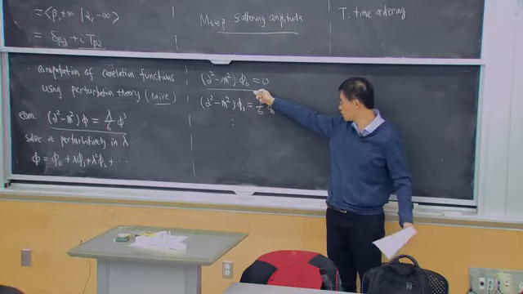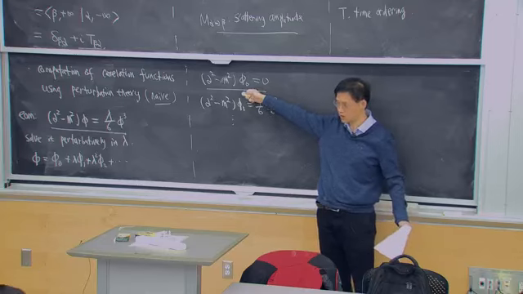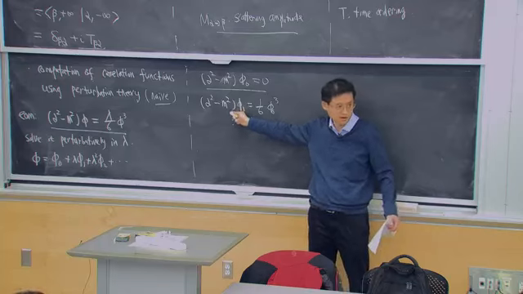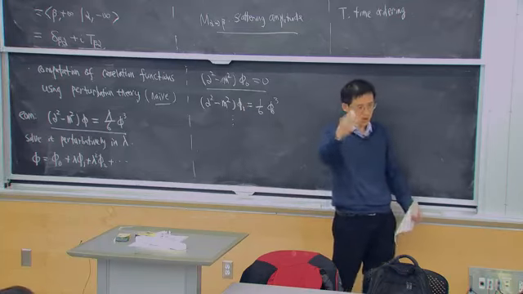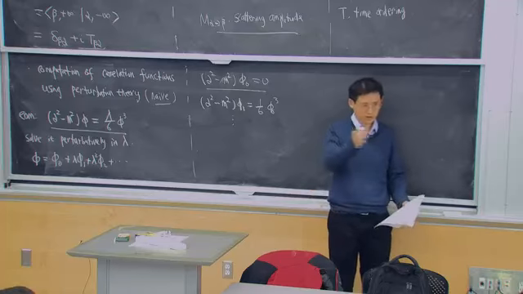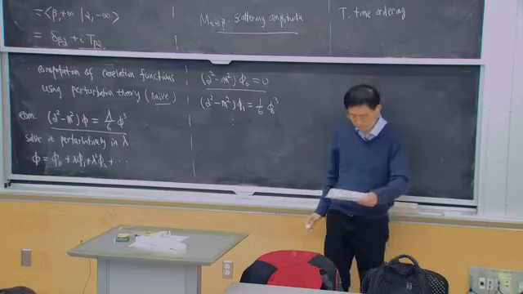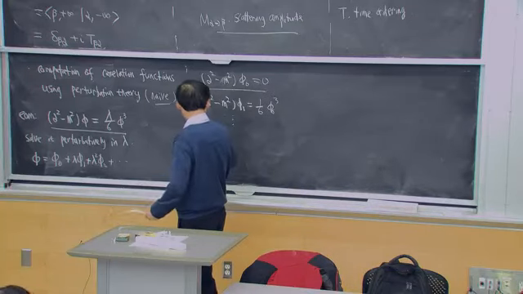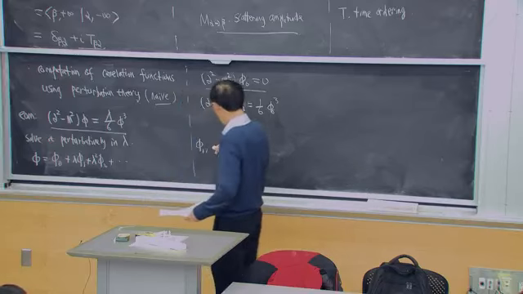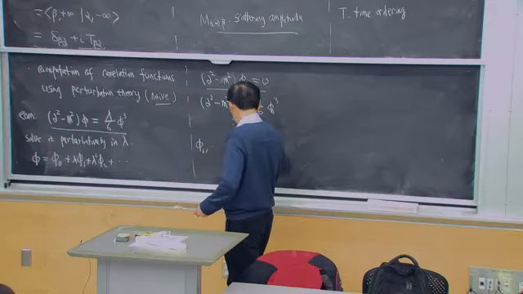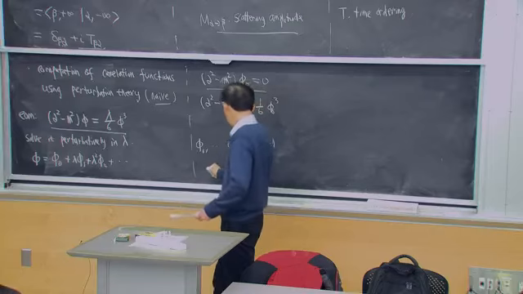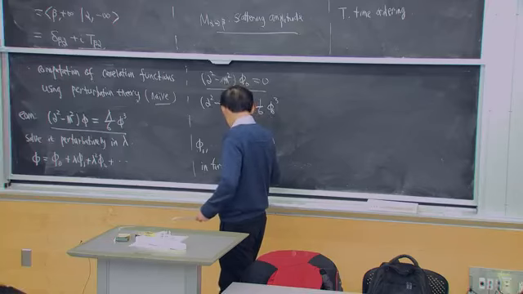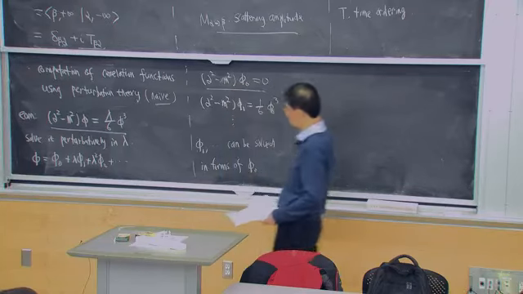And once you find a solution for phi 0, you plug it into this equation, and now this just becomes a linear equation. Now you can solve phi 1, and similarly you can solve phi 2, etc. So order by order, you can solve all of them, and all of them become linear equations. Phi 1 and all higher orders can be solved in terms of phi 0.